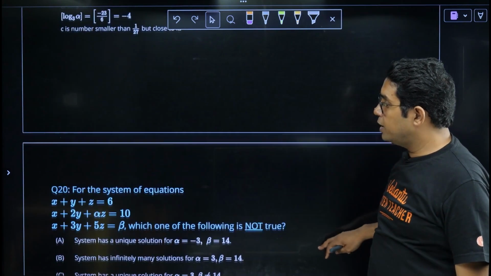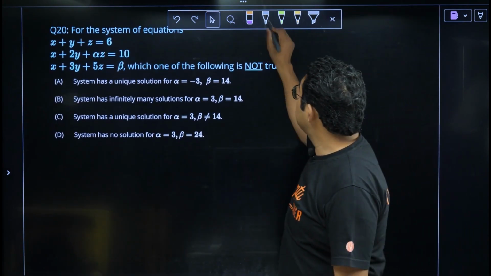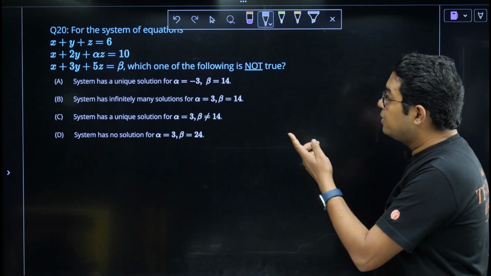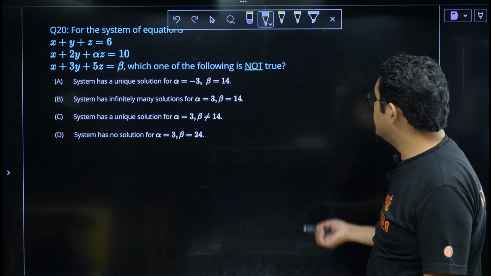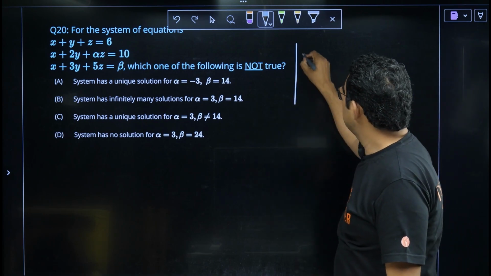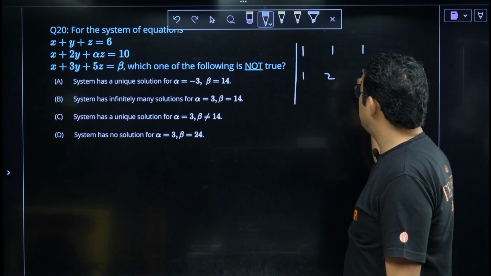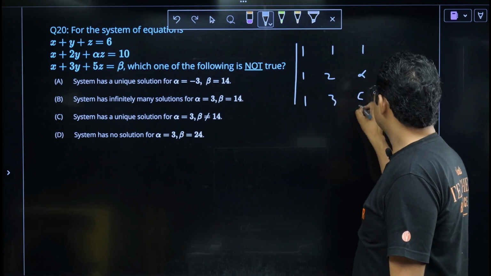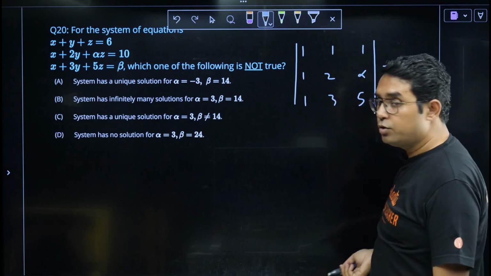Now coming to the next question, that is the 20th question. For the system of equations, we have to find unique solution, infinite solution, etc. So I think the first idea that should come is the determinant 1, 1, 1, 1, 2, alpha and 1, 3, 5 equal to 0 or not equal to 0. We will check.